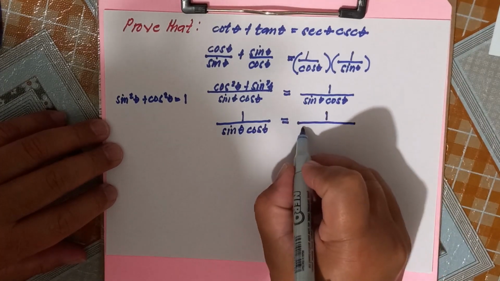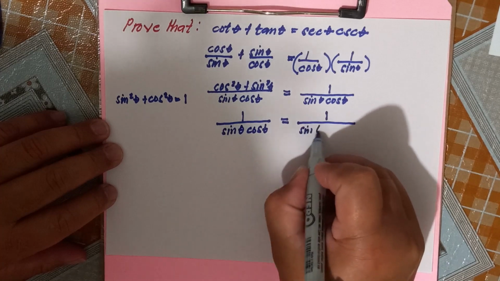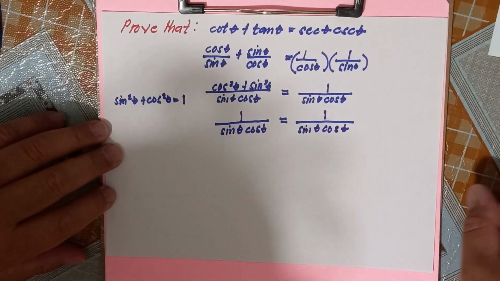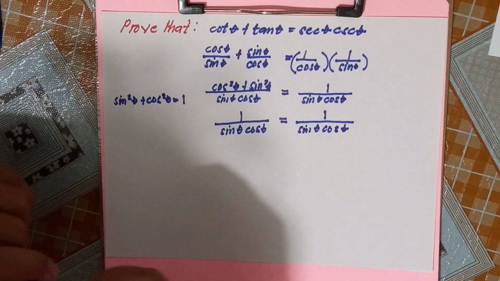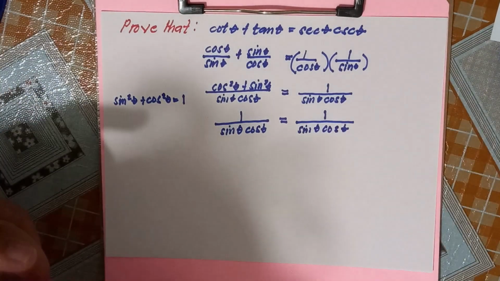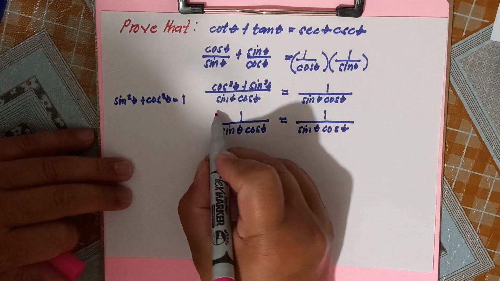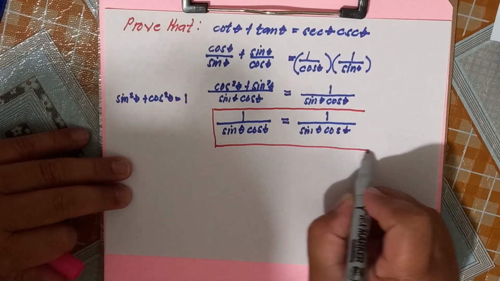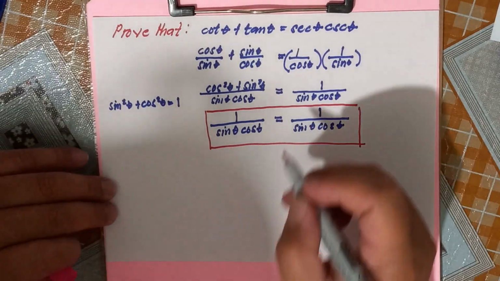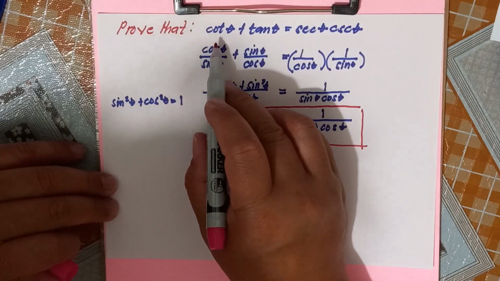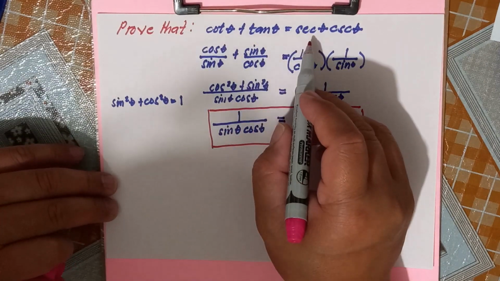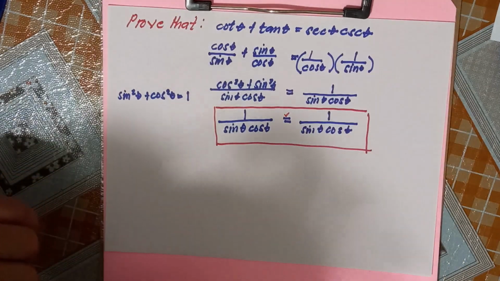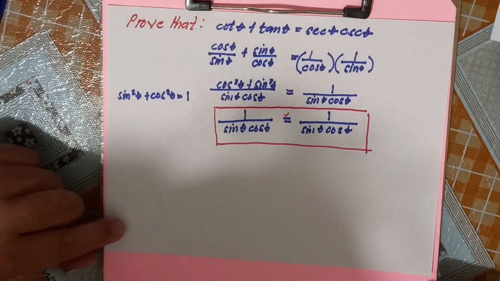That is the same as 1 over sine theta cosine theta. So notice that they are already in the same form. They are already equal, so we are already done proving the trigonometric equation that cotangent theta plus tangent theta is the same as secant theta cosecant theta.